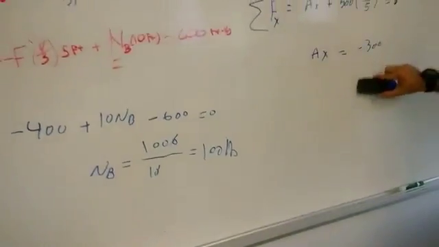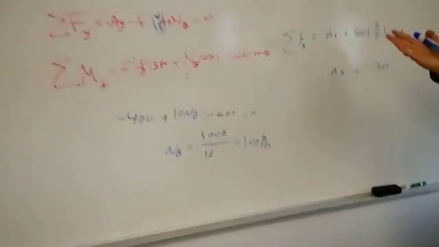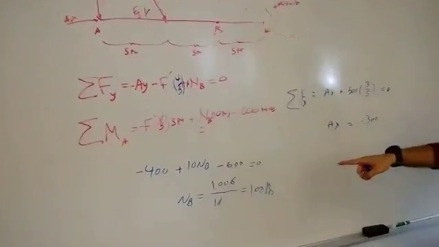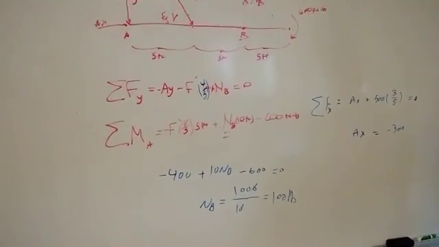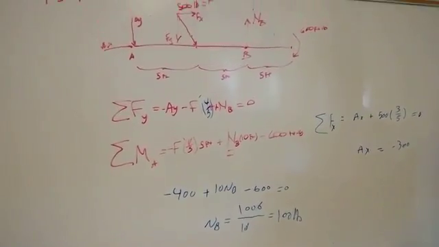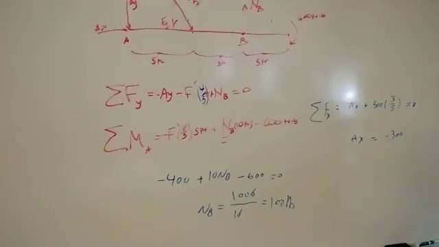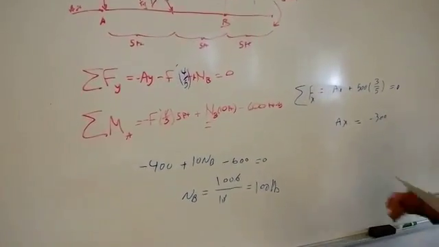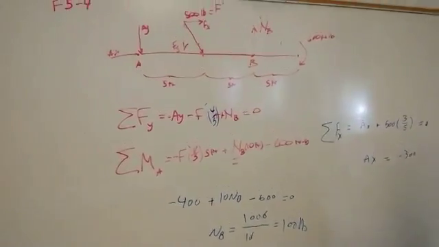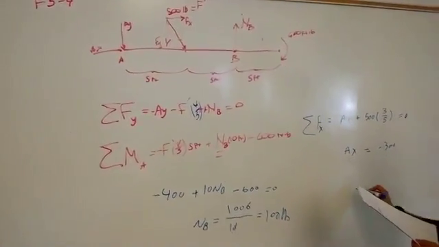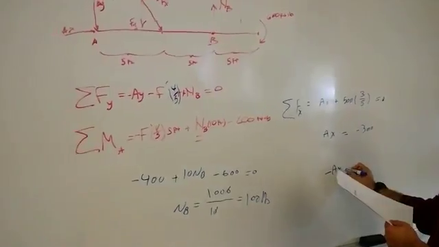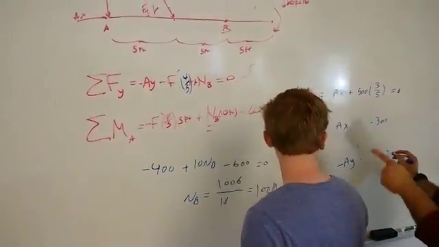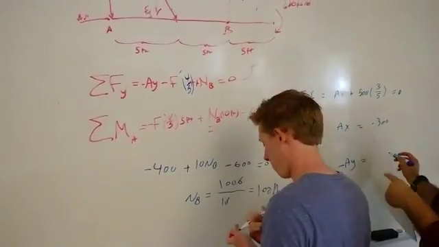So then we can solve for NB from here. Is that what we're looking for? Yeah, we're looking for AX, AY, and NB. Well, AY, once we got this, we could have just found what AY was, plugging back. The forces there, yeah. It's 400, right?